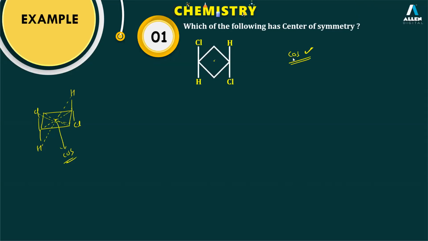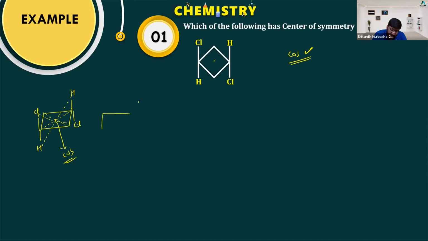See, if you try to include both Cl and H, you will get a plane like this, right? You have hydrogen here. Now I'm just considering this plane which includes hydrogen and chlorine, this hydrogen, chlorine also.